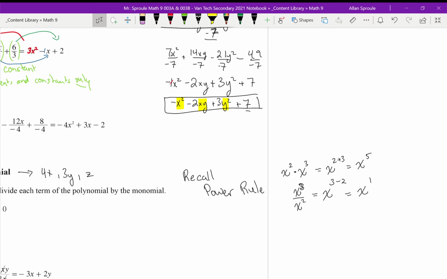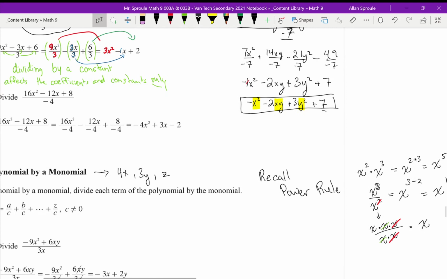The other way you can think about it is there's 2 in the bottom, it cancels out with 2 on the top. So another way I can write this is x times x times x divided by x times x. So this one and this one cancel out, and then this one and this one cancel out. So all I'm left with is x. So we're going to use this in combination with what we've just learned.